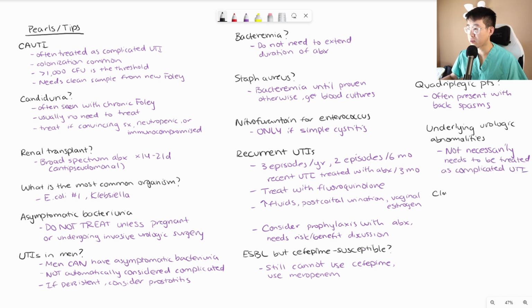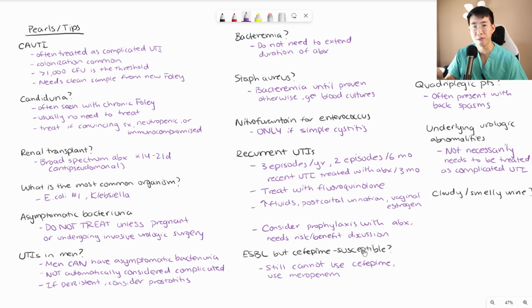And then another thing that's very common is cloudy or smelly urine, because this is often something that patients will report to you. Although there is an association between reports of cloudy or smelly urine and bacteriuria on urinalysis, there's actually no clear evidence that treating patients just for the symptoms of cloudy and smelly urine has any benefits or improves outcomes at all.